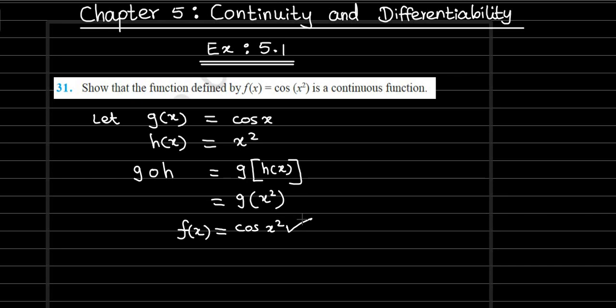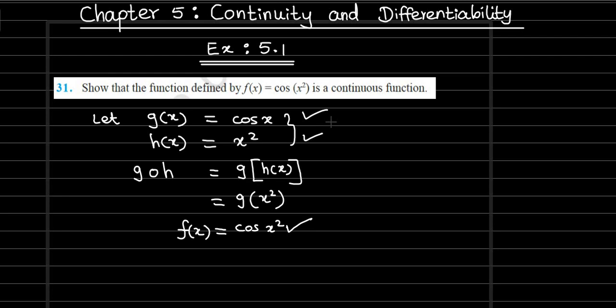Now we have one property in continuity: when two continuous functions are combined, the result is still continuous. So instead of proving directly that f of x, that is cos x square, is continuous, we are going to say g of x is continuous and prove h of x is continuous. Then f of x is g of h of x only, so obviously f of x is also continuous. This is how we are going to proceed with the sum.